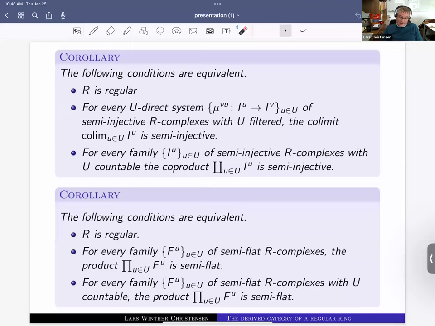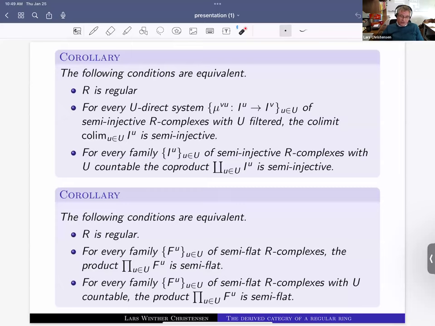And again, I don't know if analogy is the right word, but it has to do with properties of the functors that are involved. Coherent rings are characterized by products of flat modules being flat, and regular rings are characterized, as you can see here, by saying that any co-product of semi-flat complexes is semi-flat, or again it's sufficient to just do a countable co-product. So if every countable co-product of semi-flat complexes is semi-flat, that implies that the ring is regular.